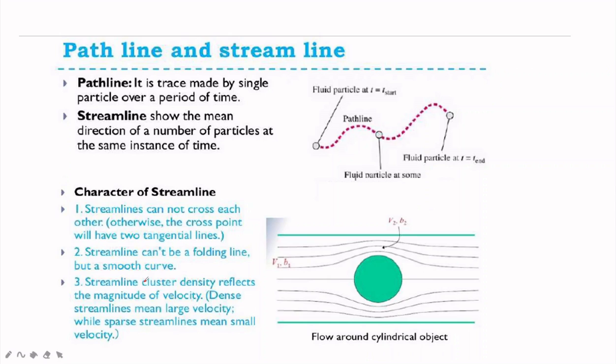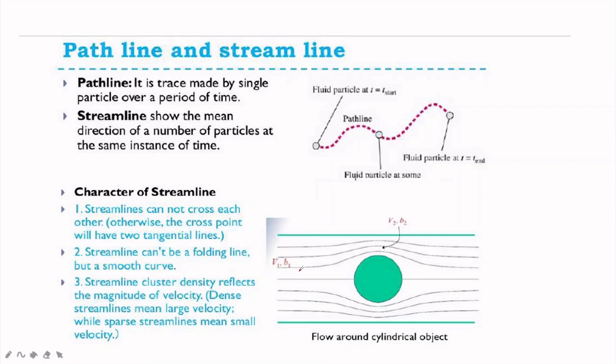So what is the character of streamline? Streamlines cannot cross each other. You can see they are moving, but even though they are moving, they are not crossing each other. It is its property. A streamline can't be a folding line but a smooth curve. Streamline cluster density reflects the magnitude of velocity. Dense streamlines mean larger velocity, while sparse streamlines mean small velocity. You will get to know in the coming slides.